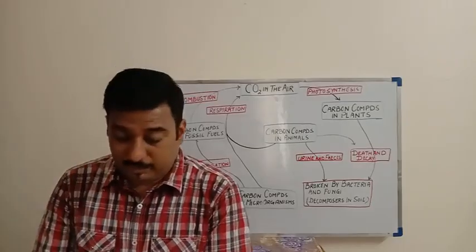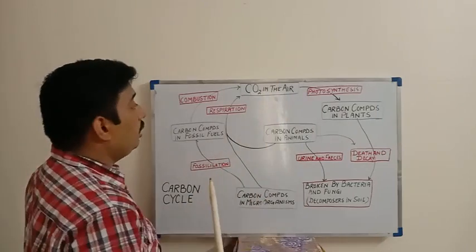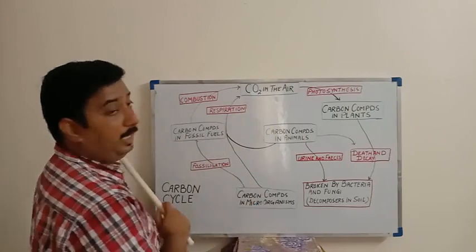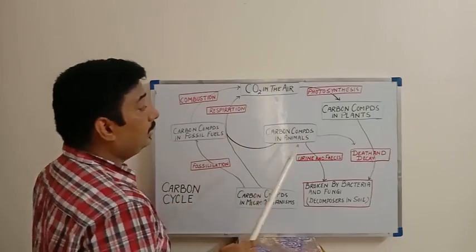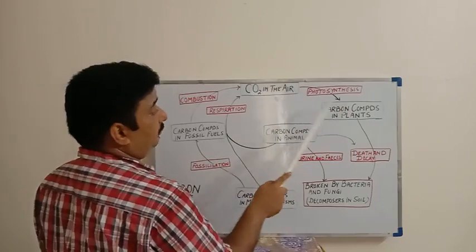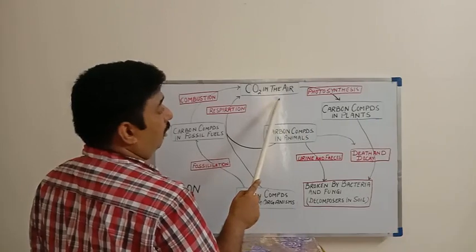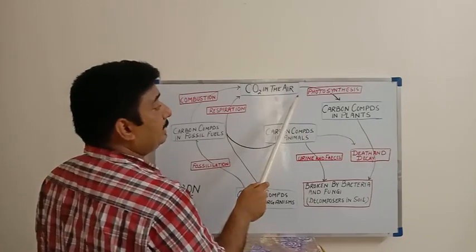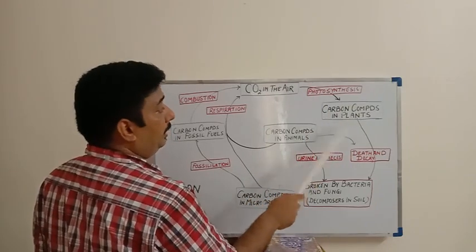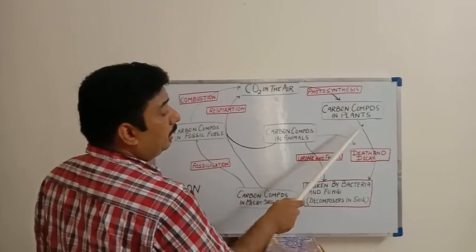Let us start with the carbon cycle now. You can see I have drawn the carbon cycle over here. The carbon cycle starts with the absorption of carbon dioxide from the air by the plants, isn't it? By the process of photosynthesis, the fixation of atmospheric carbon dioxide takes place, and it gets converted into carbon compounds in the plant. So carbon dioxide from the air is converted into carbon compounds in the plants.